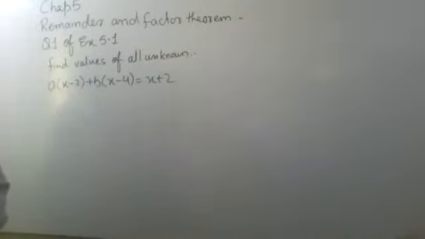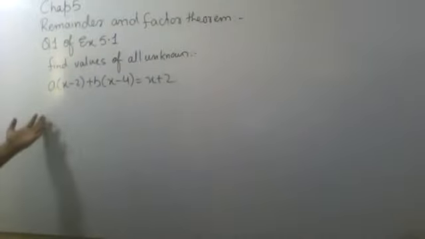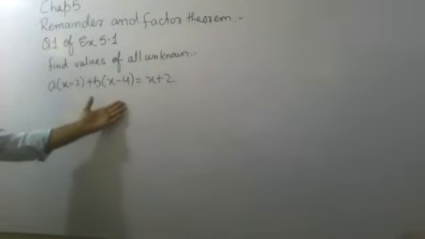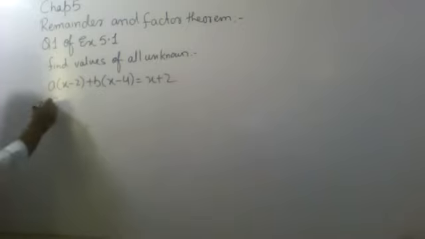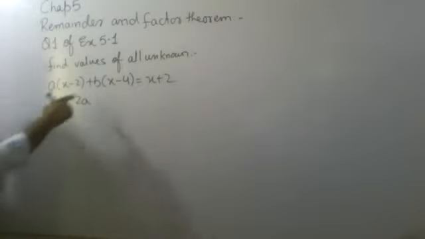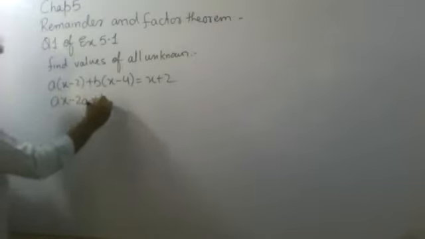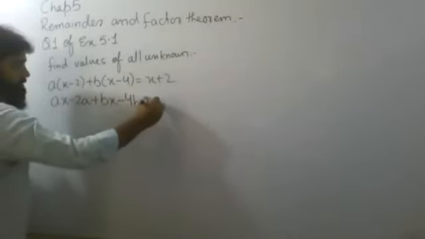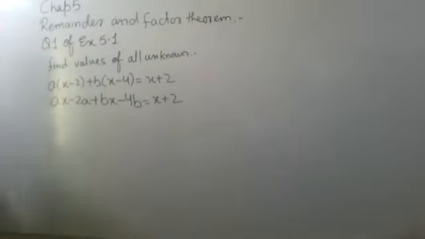Now they are saying both sides are equal. So first of all, I have to check whether I can simplify any side or not. As you can see, I can simplify this one. When I simplify it, ax minus 2a plus bx minus 4b equals to x plus 2. Okay, this is my first simplification which I have done.